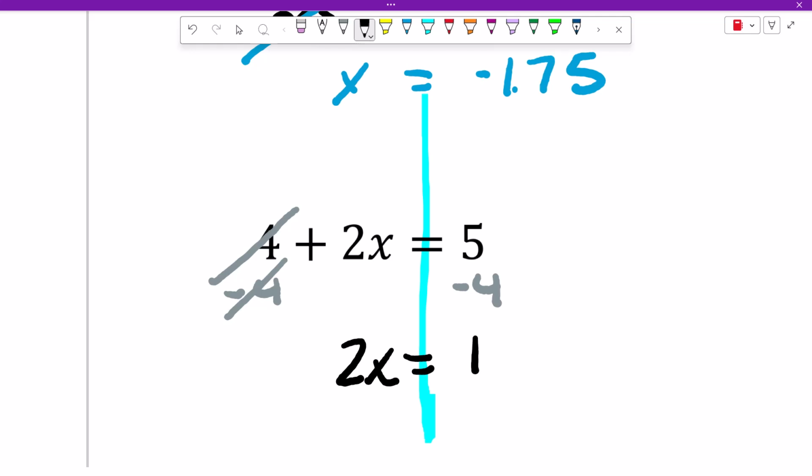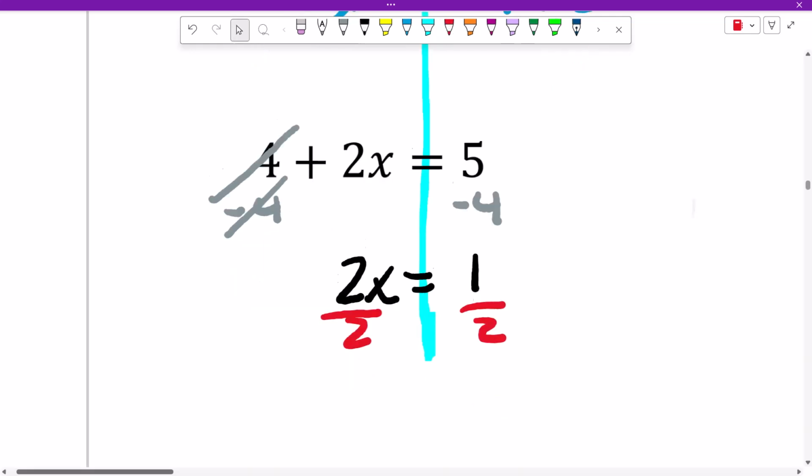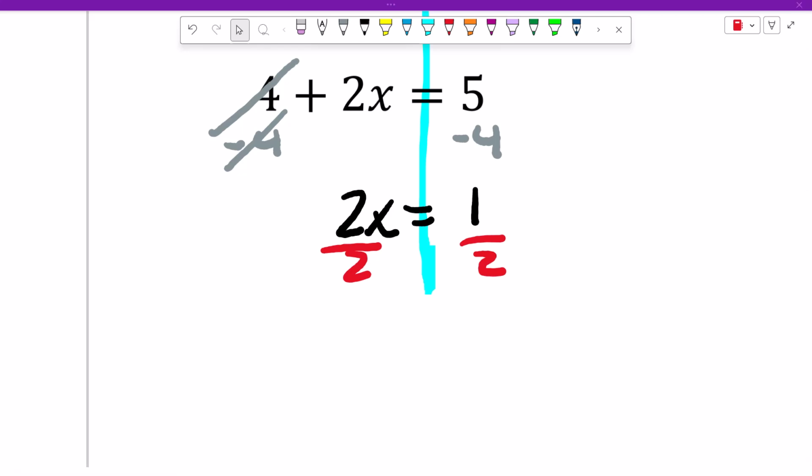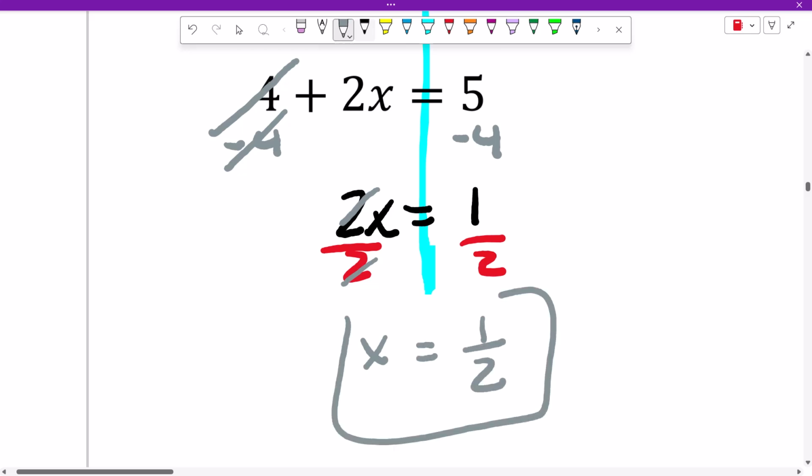We cover up the side that doesn't have the letter. We need to get rid of that 2. How do we get rid of that 2? Divide. So it's multiplying. Opposite of multiplying is dividing. So divide by 2, divide by 2. The 2s go away, and just leave your answer as a fraction. X is a half.